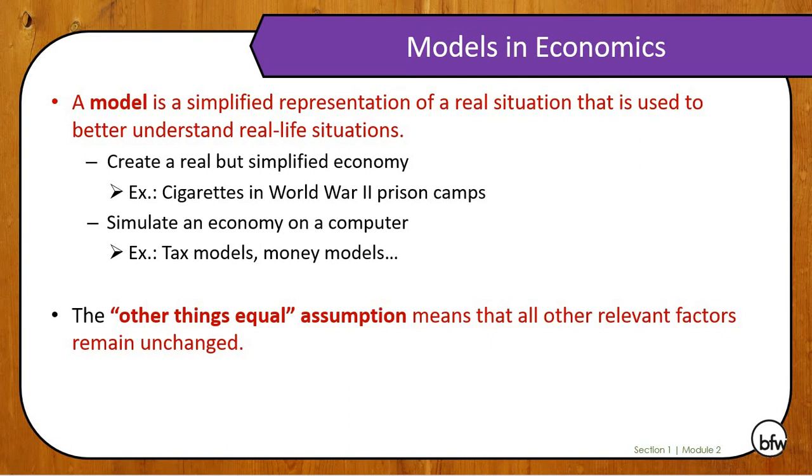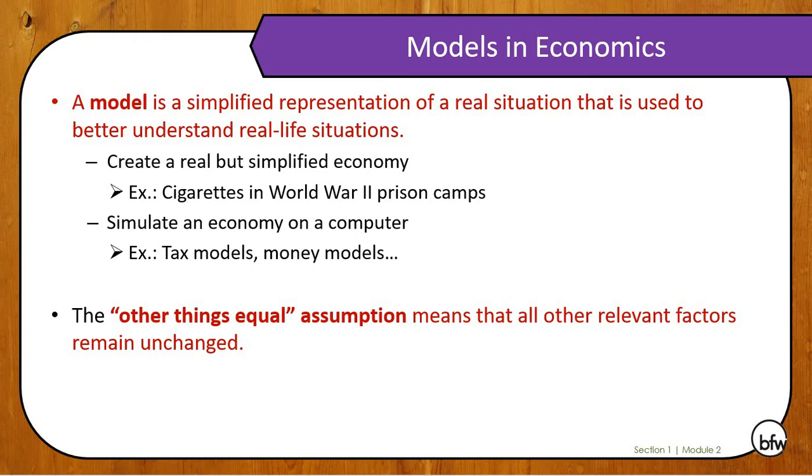So, for example, cigarettes in World War II prison camps is an example of a simplified economy. And then what they will do is they will look at how different economic things played out in there. We'll talk more about this when we talk about types of money at a later module. But many economists nowadays will also simulate an economy on a computer, especially when you're talking about tax models or money models. Anytime things get really complicated, having computers do those computations can allow economists to try many different things without having to do all sorts of crazy math by hand.